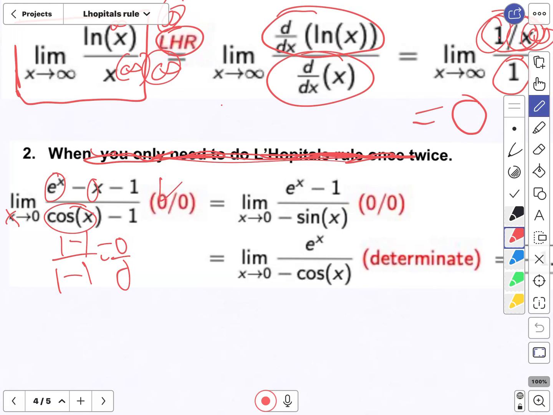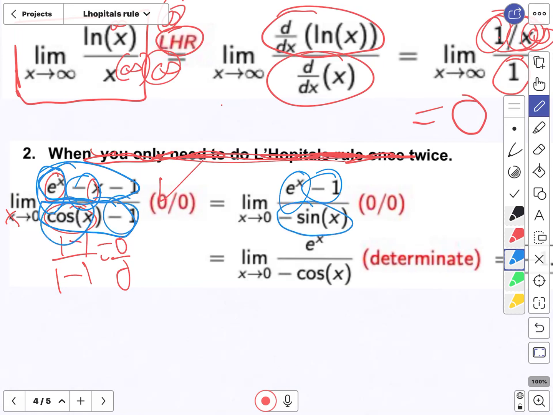What does L'Hopital's rule tell me I need to do? I need to take the derivative of the top. I need to take the derivative of the bottom separately because I know that the y value really close to that point of discontinuity is just going to be the ratio of the slopes. The derivative of e to the x is e to the x. The derivative of negative x is negative 1. The derivative of cos x is negative sine x, and the derivative of negative 1 is 0. What I do now, again, is I substitute in that 0. Is it still indeterminate? e to the 0 minus 1 over negative sine of 0. Well, if I check that, what am I going to get?